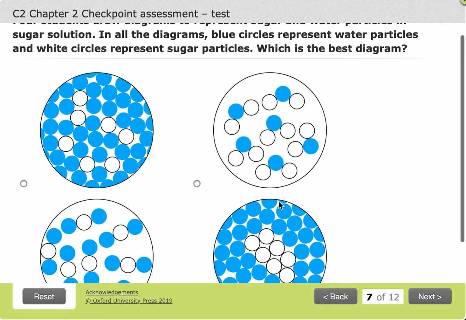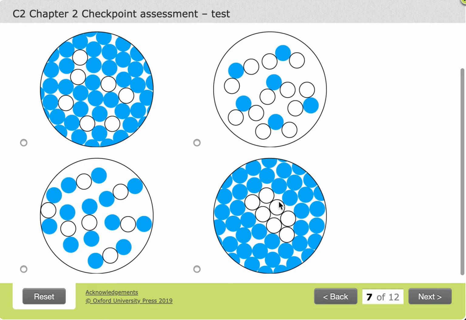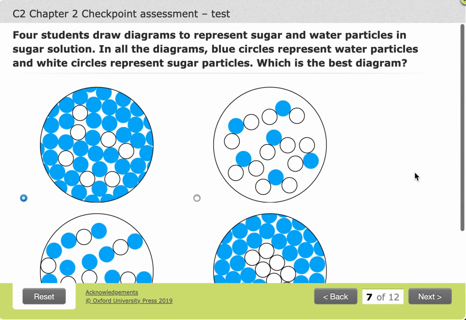We're expecting our sugar to be spread out throughout the solution. You notice here our sugar is not dissolved, whereas in this case our sugar has clearly dissolved. It's spread out fairly well, and so therefore our answer here is this one. Okay.